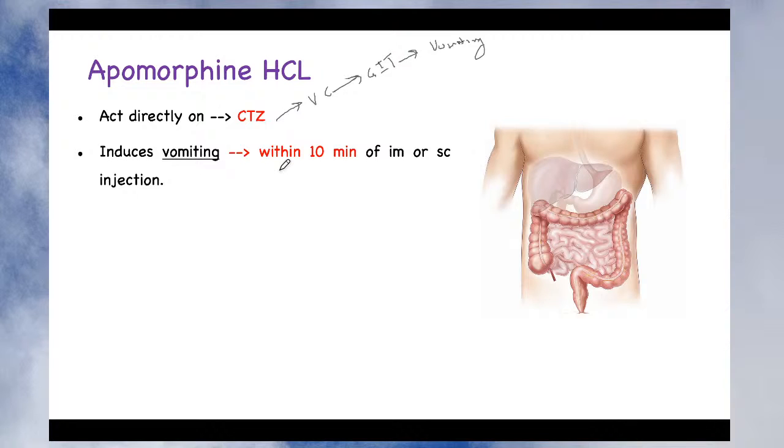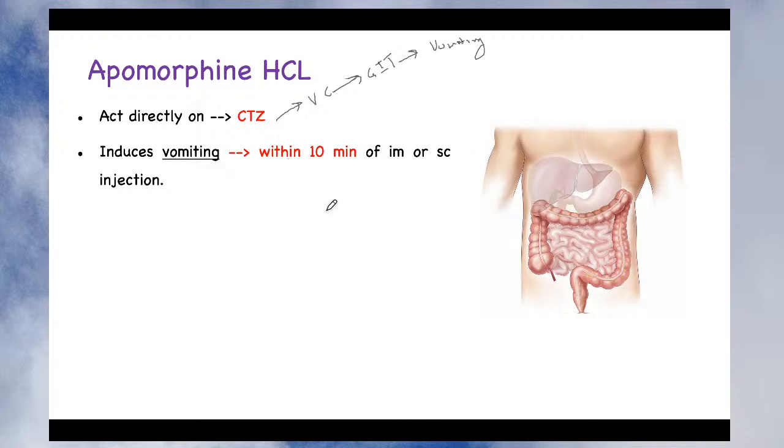Suppose you are taking an emetic drug after consuming poison, and the vomiting is induced after 1 hour. Then it is of no use, because by the time your emetic drug induces vomiting, the poison is already absorbed into systemic circulation, isn't it? So a very important parameter for an emetic drug is that it must have a very immediate action. It should immediately produce vomiting.